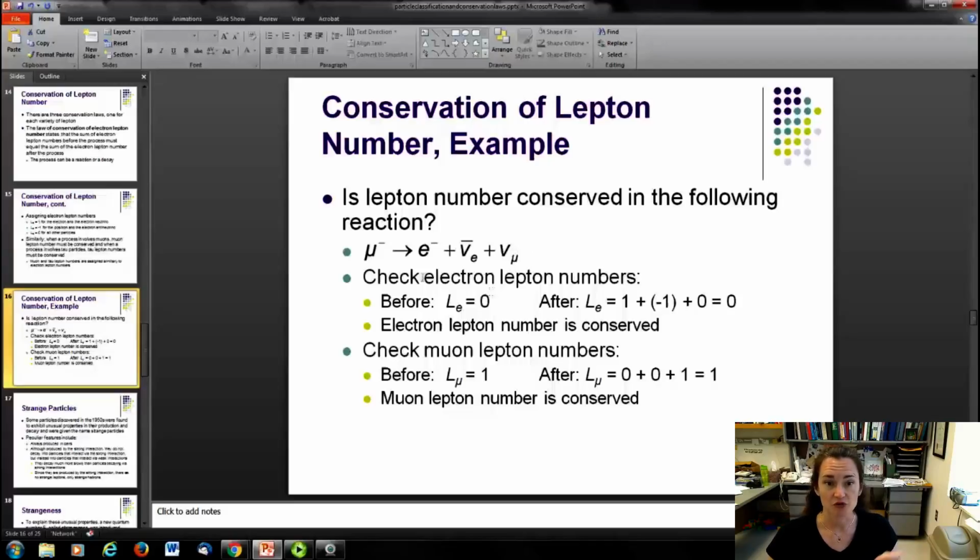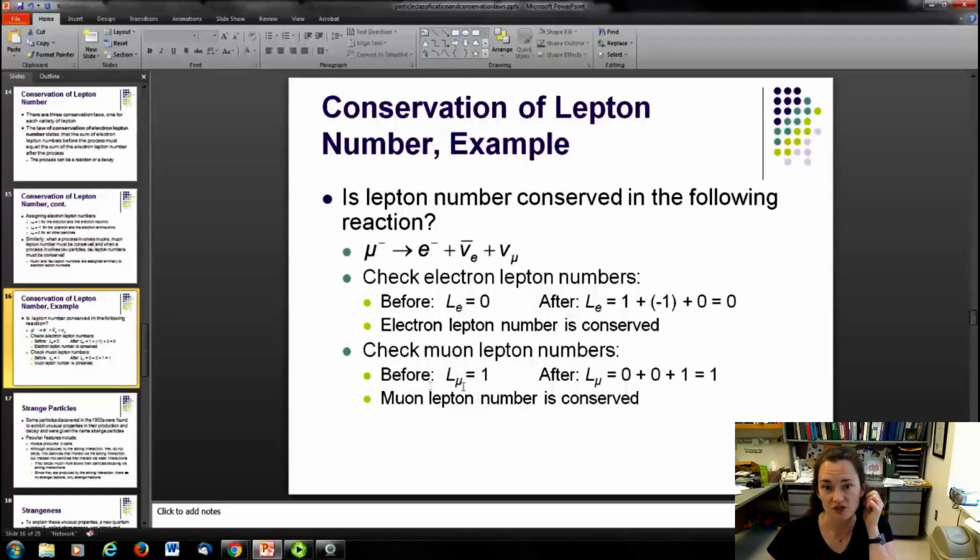Okay, so before the reaction on the left-hand side you have a muon. That makes the electron lepton number equal to 0. Now after, your electron lepton number is 1 for the electron, and then this is the antineutrino for the electron, so that's going to have an electron lepton number of -1. And then the muon neutrino here has an electron lepton number of 0. So you have 1 minus 1 is 0. So that means electron lepton number is conserved in this reaction.